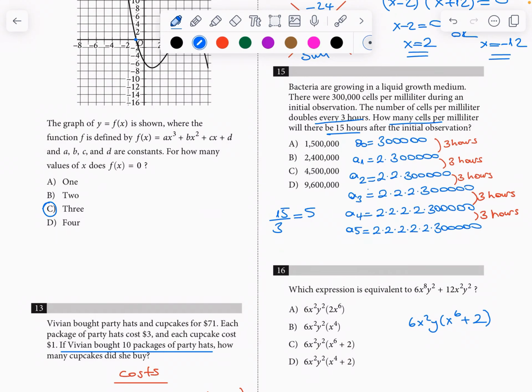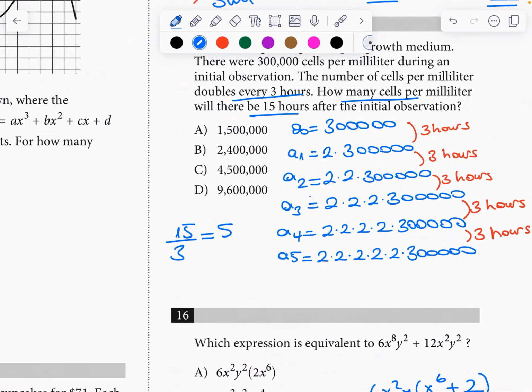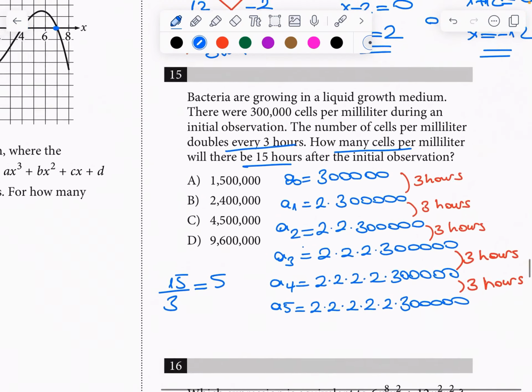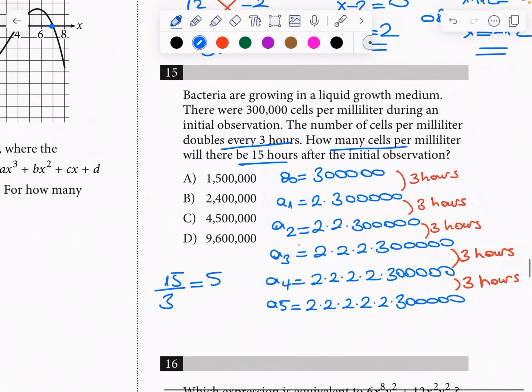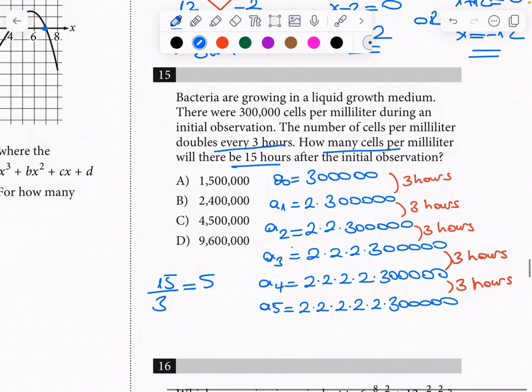The initial amount is 300,000. I will use a of 0, which means the initial amount, so the first number of bacteria is going to be 300,000. And it'll double every 3 hours, which means the next 3 hours it's going to be 2 times 300,000. And then the next 3 hours it's going to be 2 times 300,000.